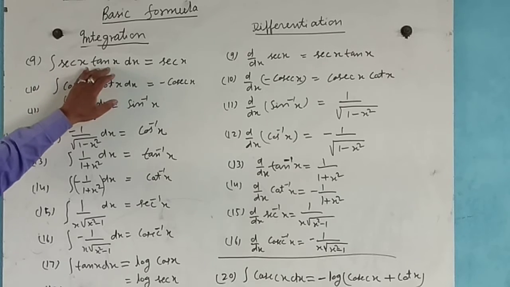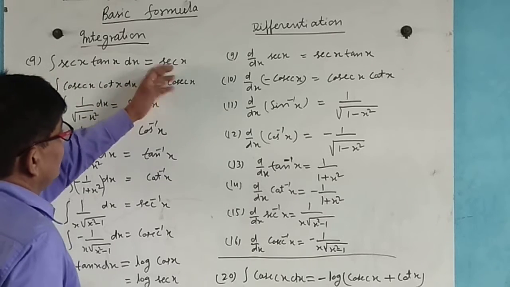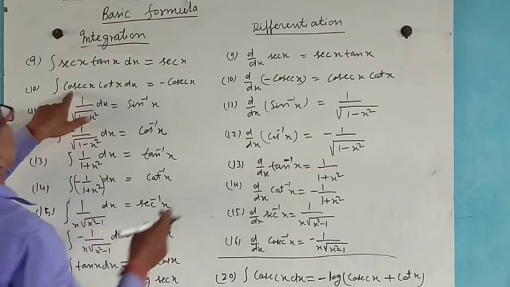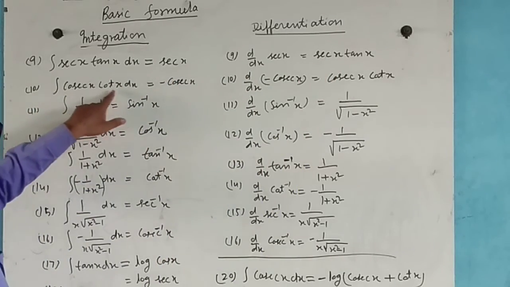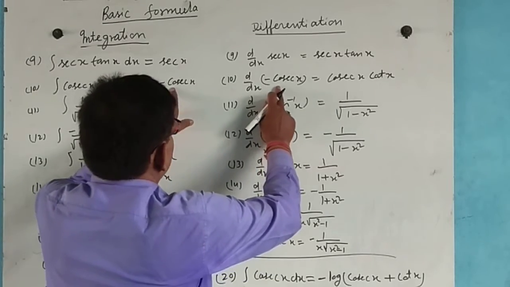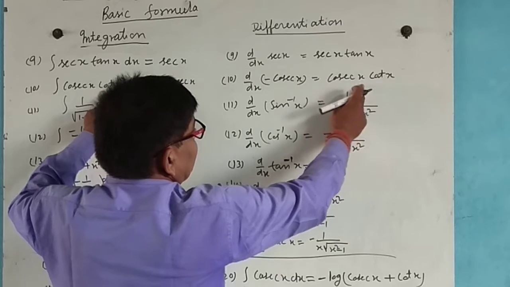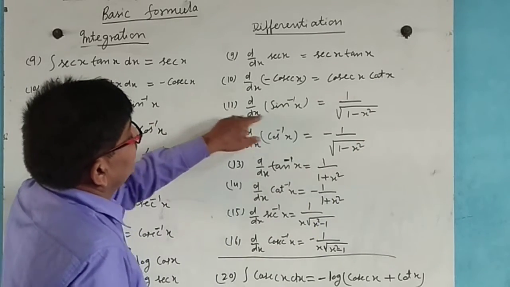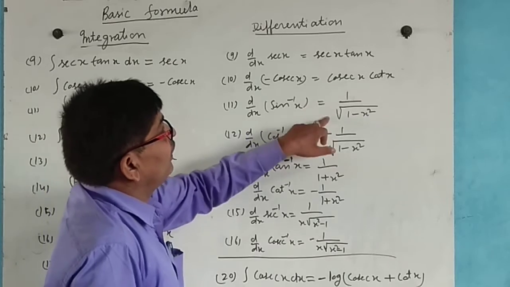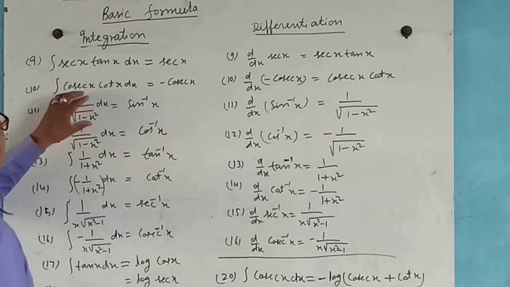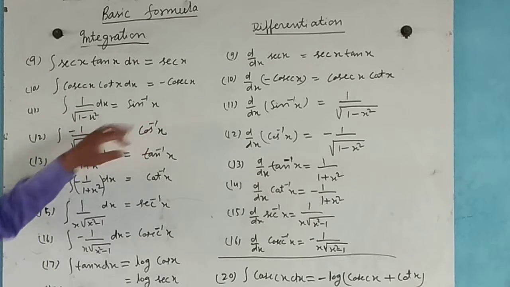Integration of sec x tan x dx equals sec x, and differentiation of this equals this. Integration of cosec x cot x equals minus cosec x, and differentiation of this equals cosec x cot x. d by dx of sin inverse x equals 1 by under root 1 minus x square, and integration of this equals sin inverse x.